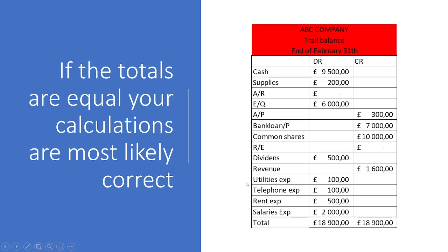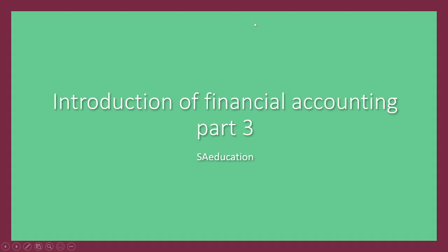And once you have this trial balance for ABC company, the totals match, you put your assets, liabilities, and everything in order, it should look something like this. And this is how it's done.